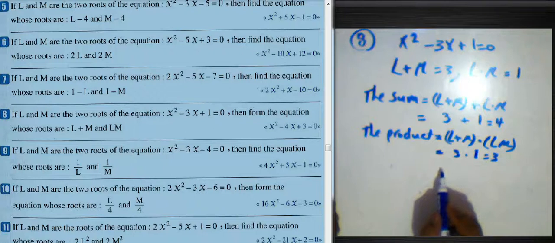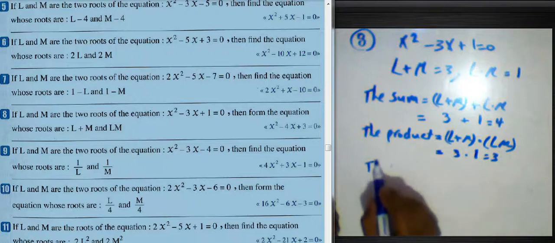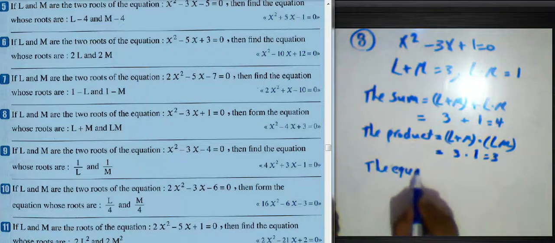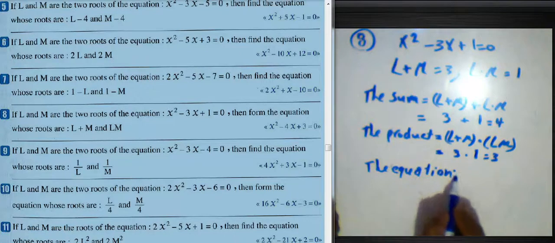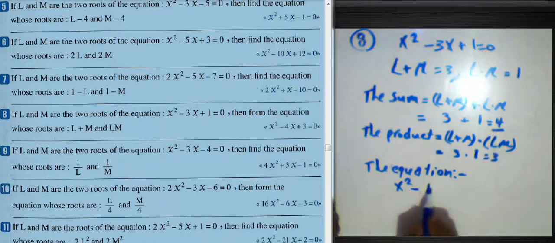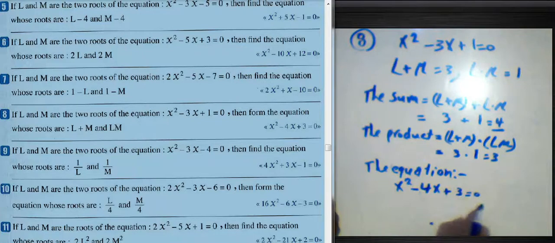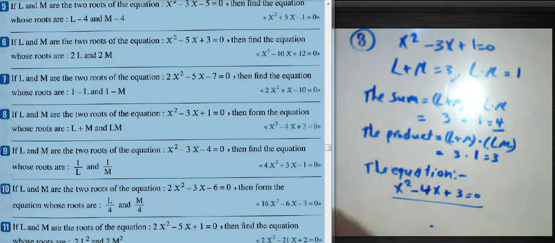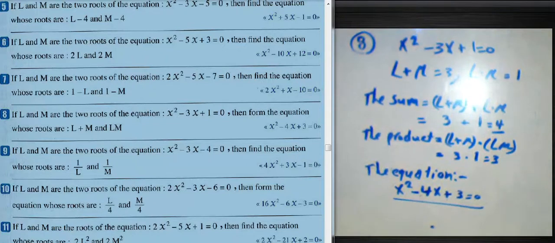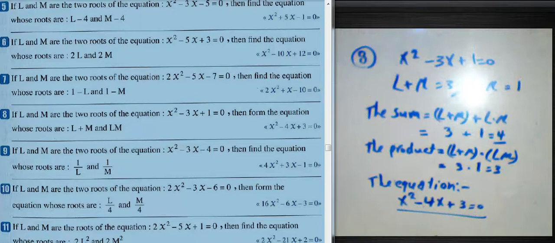So the equation will be x power 2 subtract the sum 4x plus 3 equal 0. This is the equation. You want to find the equation for the new two roots L plus m and L multiply m. We find the sum and the product. Okay, it was question number 8.